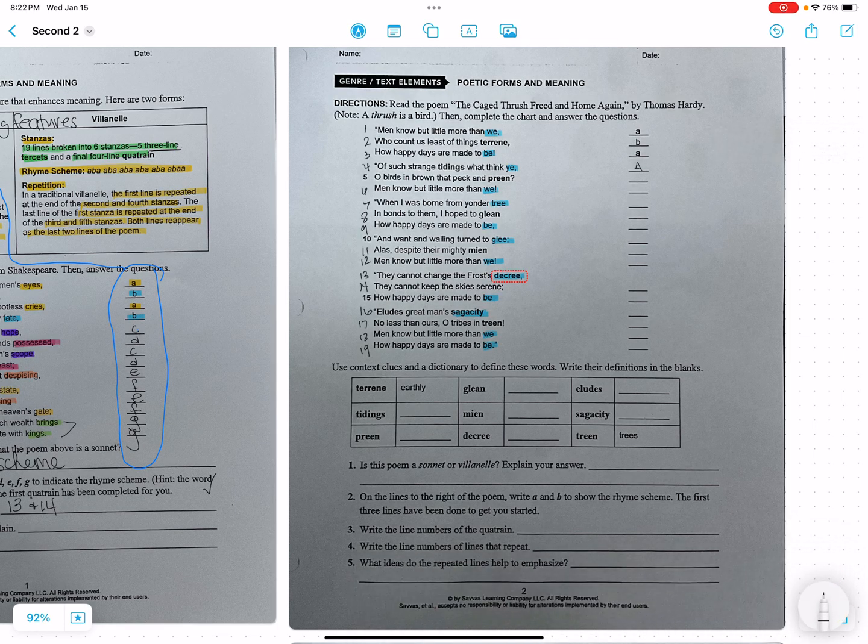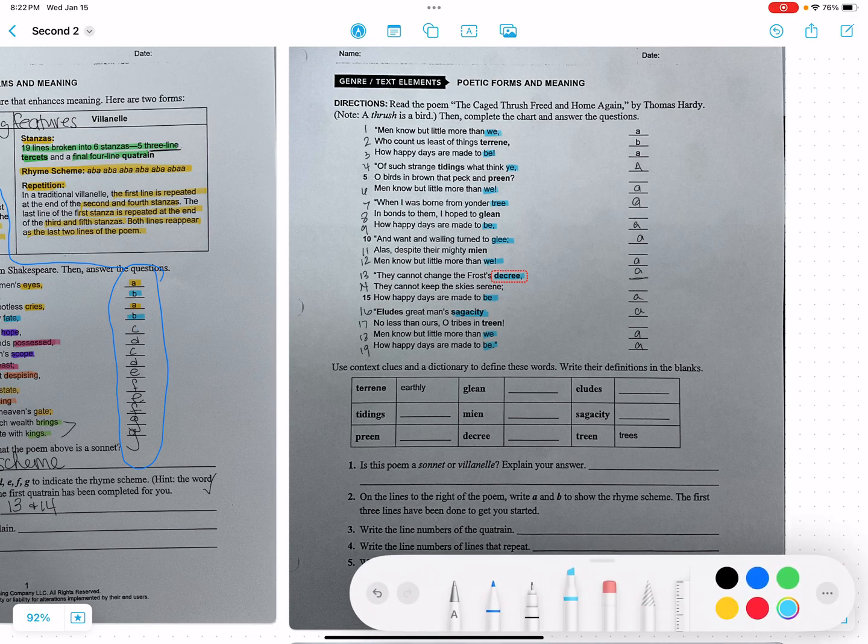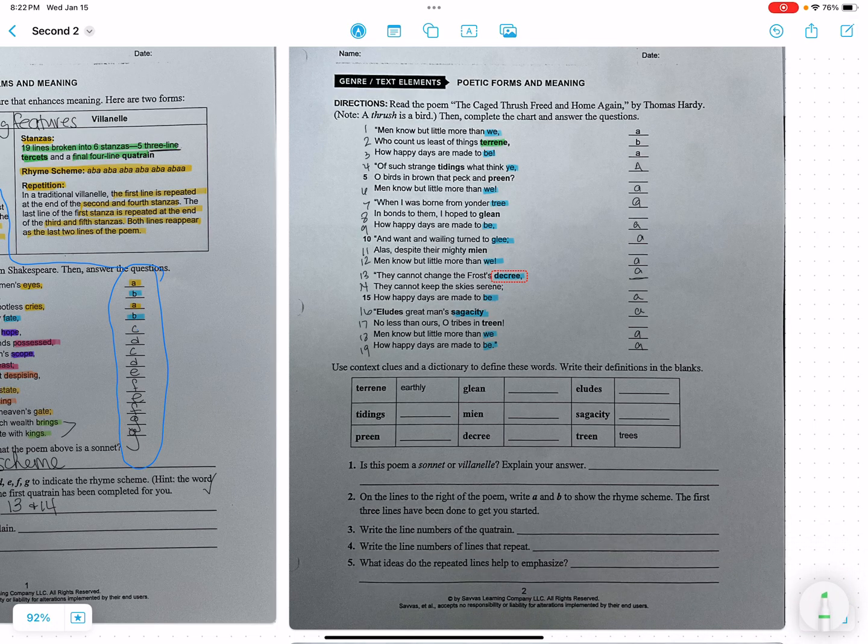A, B, A, B, A, A, A, A. Decree has no line, so I'm going to put one right there. A, B, A, A. Okay. Now, pick a different color. Tureen, preen, glean, serene, and treen all rhyme, making those our B's. So going back in here, ABA, ABA, ABA, ABA, ABAA as our rhyme scheme.